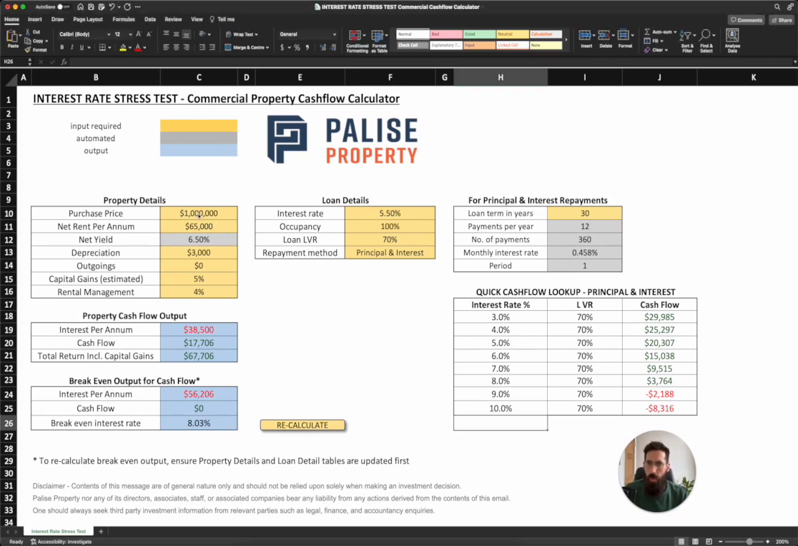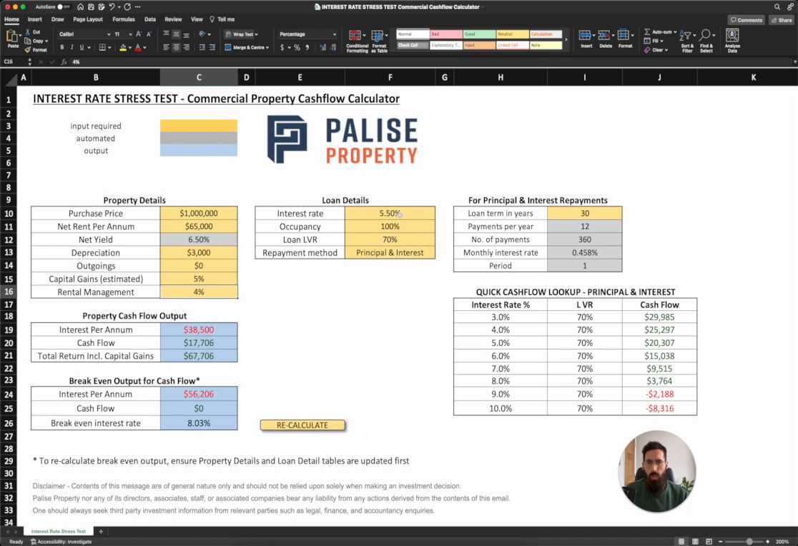So basically, you can see that we've got a $1 million property at $65,000 a year, so 6.5% net return, which is achievable in like a Brisbane or a Perth. Depreciation is about $3,000 a year. That can be zero, it can be $7,000, depending on how new the building is. No outgoings, because with commercial property the tenants pay the council rates, the water rates, the building insurance and things like that. The only outgoing you're typically going to have is rental management, which will be 3 to 7%, depending on who you use, where it is, what the rental return is, things like that.